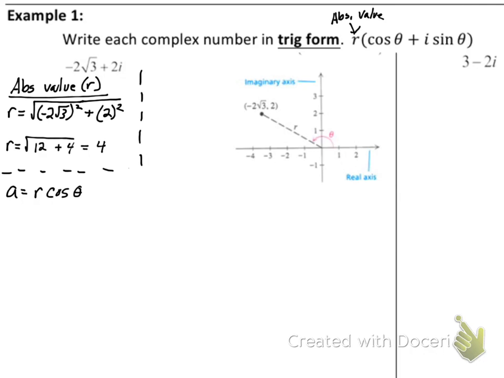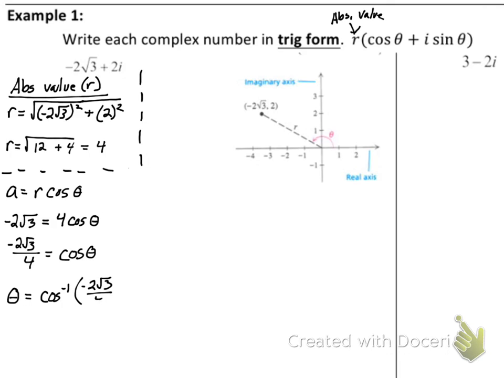I know two bits of that information. I know my A and I know my r. So we're going to go ahead and plug that information in. A equals negative 2 square root of 3, and that's going to equal my r, which is 4 times cosine of theta. Divide both sides by 4, and you're going to see you have negative 2 square root of 3 divided by 4 equals my cosine of theta. Take the inverse of cosine on both sides, and you're going to see that your theta just equals cosine inverse of negative 2 square root of 3 over 4.